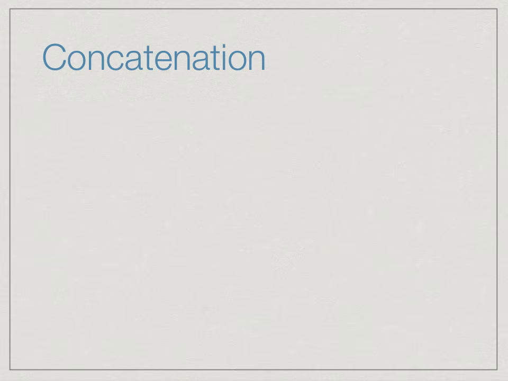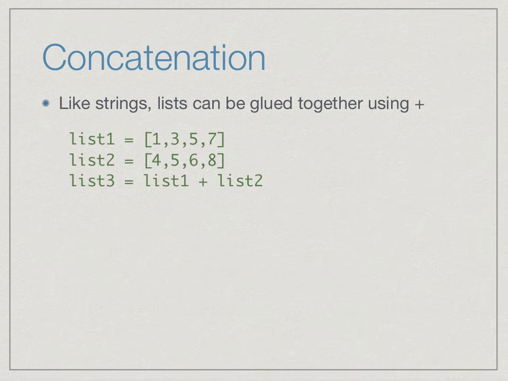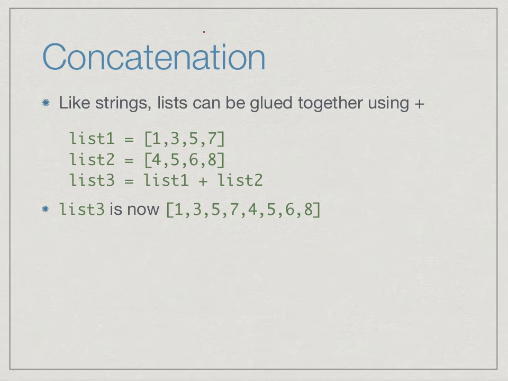Like strings, we can combine lists together using the plus operator. So plus is concatenation. So if we have list 1 is the values 1, 3, 5, 7, and list 2 is the values 4, 5, 6, 8, then list 3 equal to list 1 plus list 2 will produce for us the value 1, 3, 5, 7, 4, 5, 6, 8.